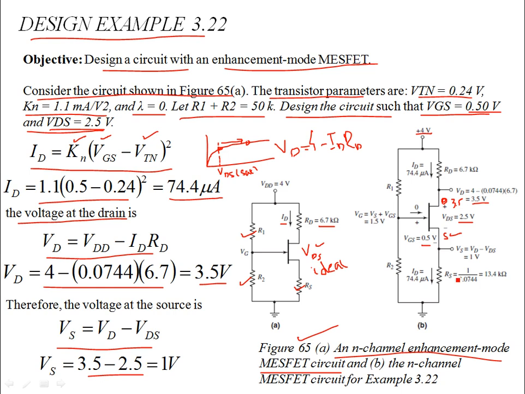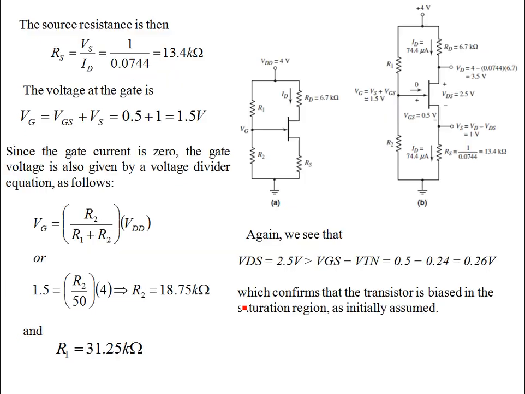Now this potential is at 1 volt. The same current ID that flows into the drain flows out of the source, so you can find RS by the ratio, which is basically VS over ID. VS is 1 volt, and 1 divided by ID, which is 0.0744, gives you RS as 13.4 kilo ohms. So that is your 13.4 kilo ohms source resistance. We have found one resistor.